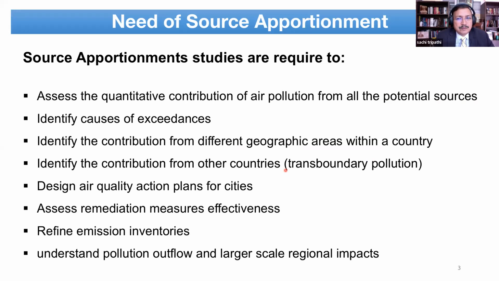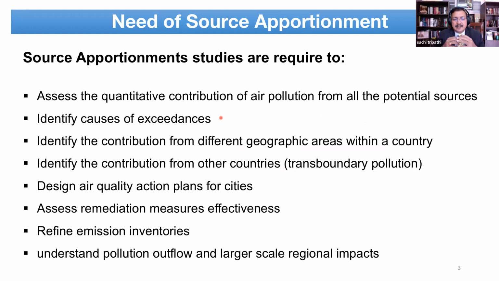So how do we go about it? Basically, we need to do source apportionment because the policymakers require quantitative information about sources, so that they get an idea of what are the sources which are contributing to what we see or measure in the ambient air.